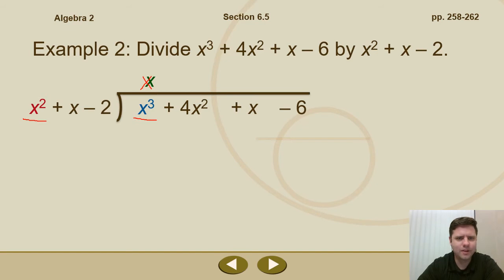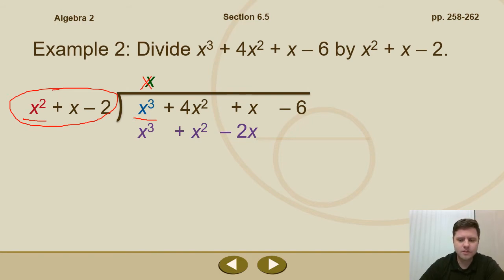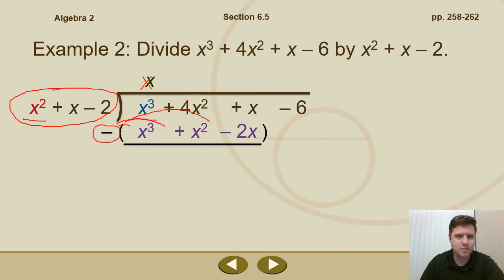We multiply that by an x, and now what we're going to do is multiply this x by this entire thing. So x times x squared is going to be an x cubed. x times x will be x squared, and x times minus 2 will be negative 2x. And so we write each of those in turn. And now we subtract that entire thing. So notice here, that negative sign out here has to be distributed to each one of these terms when you do the subtraction, okay? So x cubed minus x cubed is just 0. 4x squared minus x squared is going to be 3x squared, and positive x minus a minus 2x. Notice minus a minus makes that a plus. So we should get 3x squared plus 3x.